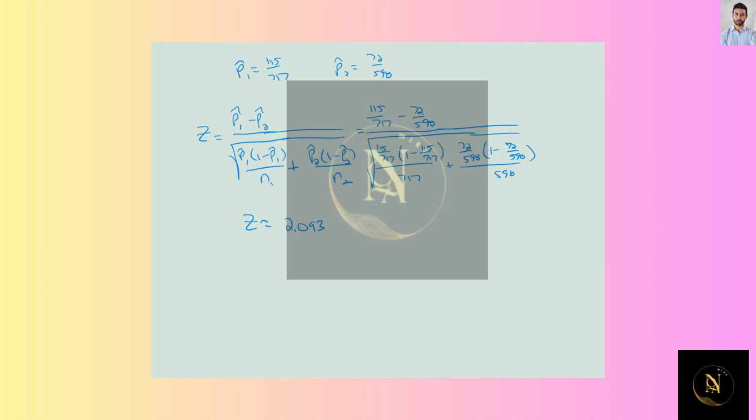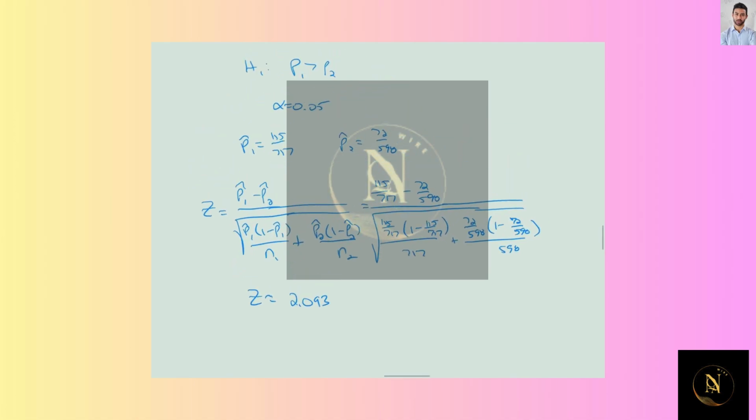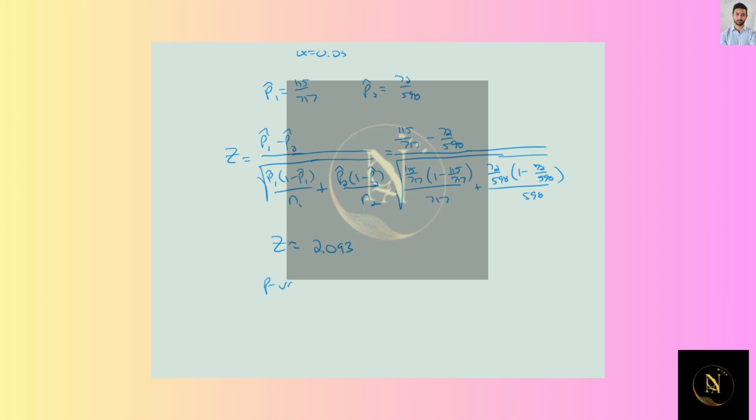And so for a p-value from a z-score of 2.093, being one-tailed because this is right-tailed, is a p-value of 0.018.